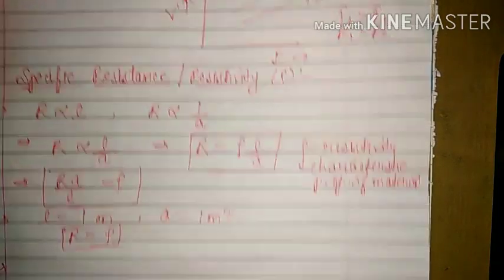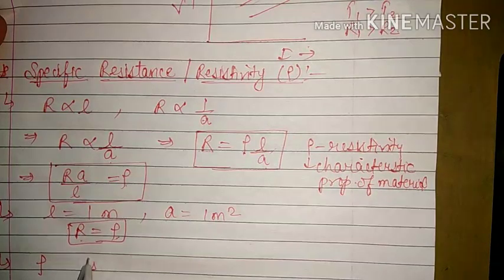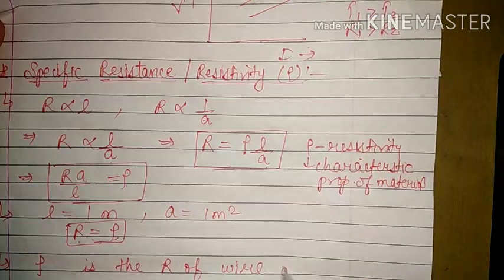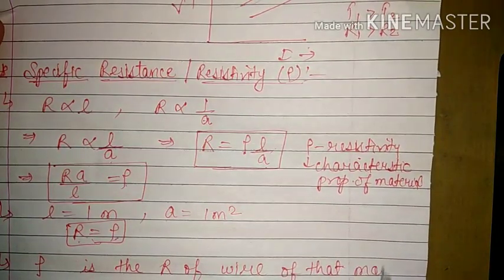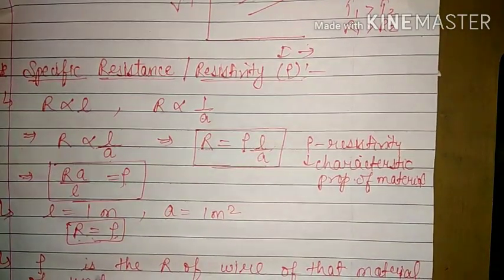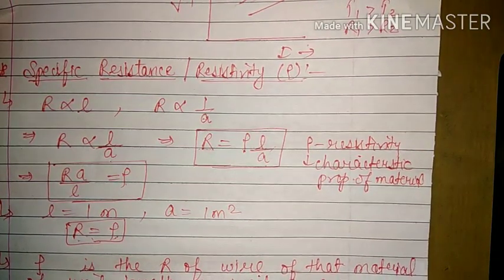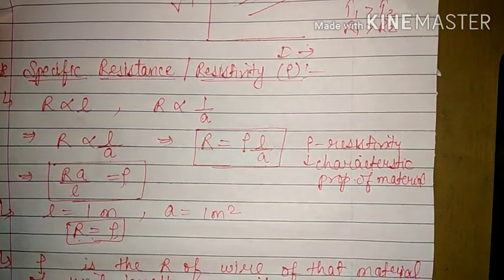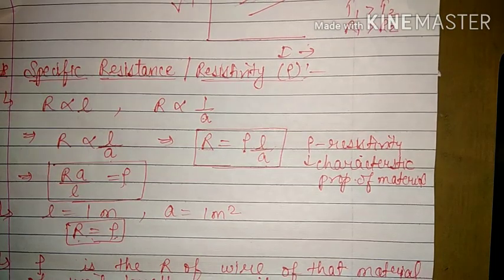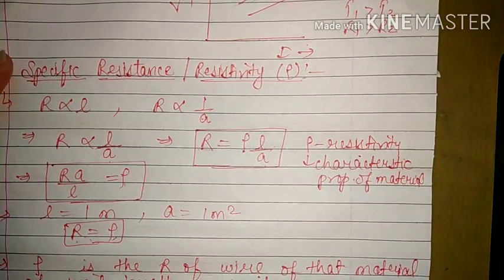That means from the definition we can say that specific resistance or resistivity is the resistance of a wire of that material. That means we are talking about a particular material only, otherwise it will change. Material of unit length and unit area of cross section. If we take length as unit and cross-section area as unit, then the resistivity of that particular material, or specific resistance, will become equal to the resistance of the wire.